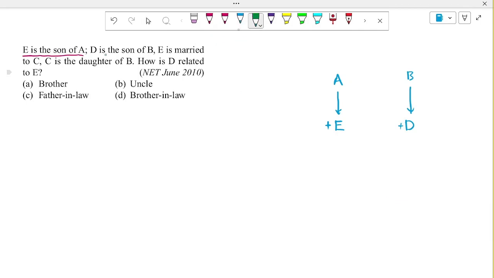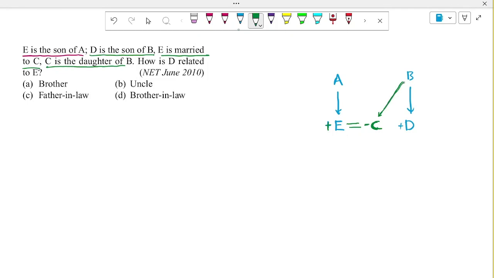Okay, we'll go to the next step. You see, D is the son of B. I have drawn it here. E is married to C. Okay, E is married to C. Since E is a male, C will be who? C will be a female. So E is married to C. But C is daughter of B. C is who? Daughter of B.